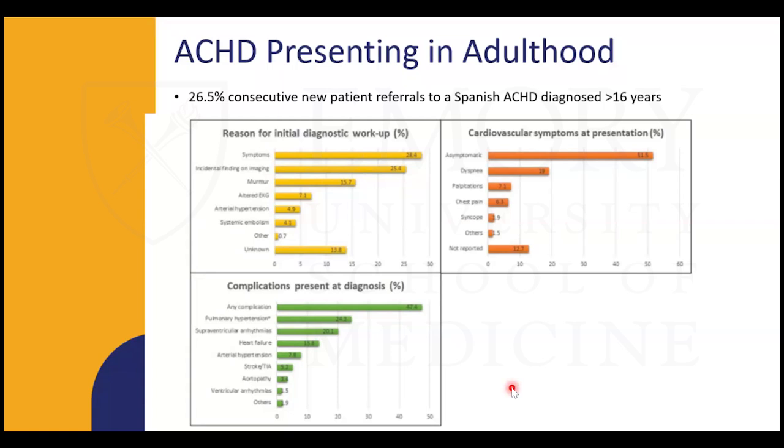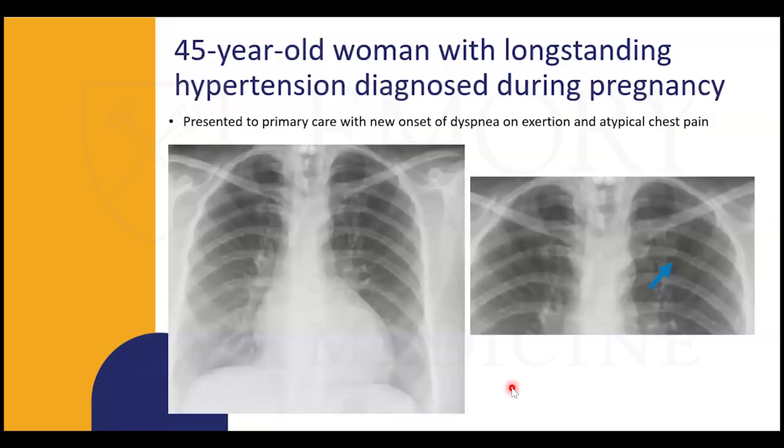But the thing that was notable is only 28% of their patients actually had any symptoms at the time of diagnosis, but about half of those patients, when they did present at a later age, did have some sort of complication or needed interventions.